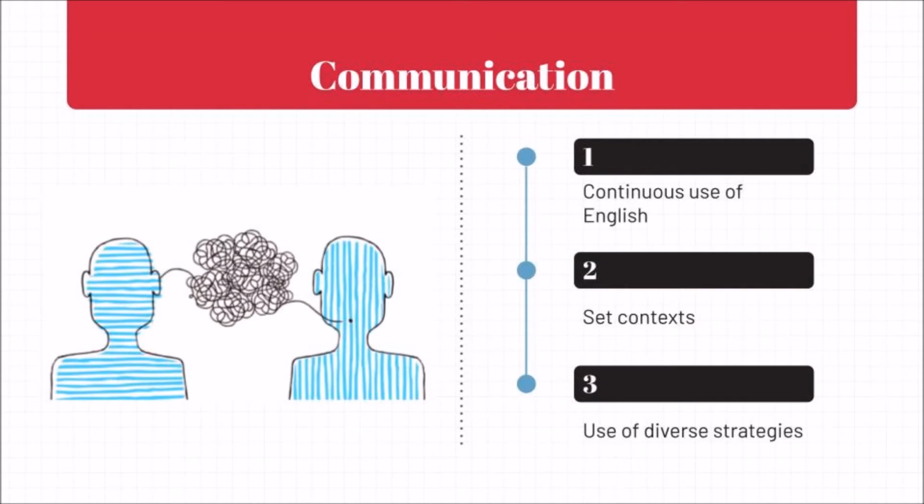In communication, the author gives us 3 tips. The first is that teachers must model the continuous use of English in class. The second is that teachers have to set contexts that let students use English spontaneously. And the final is that teachers should use diverse strategies to develop L2, such as routines, word banks, and even a continuous feedback.